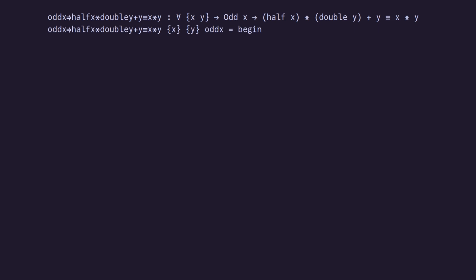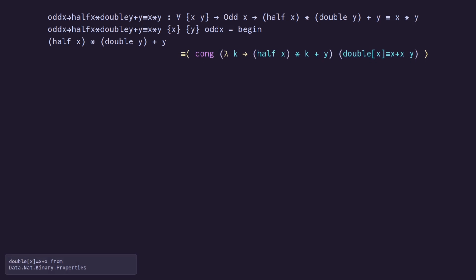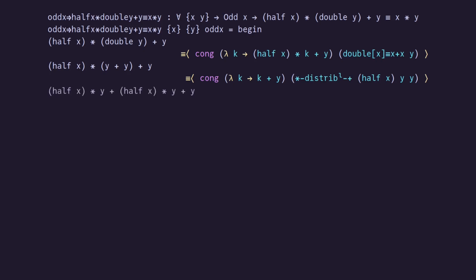Let us prove another lemma where x is odd. So when x is odd, half of x times double of y plus y gives the same result as x into y. The witness that x is odd is captured in the variable odd x. So we begin with half x times double y plus y. Now we have this lemma from the standard library, double of x is equal to x plus x. So we replace double of y with y plus y. Then we apply the distribution law of multiplication and addition on the first part of the term to get half x into y plus half x into y plus y.